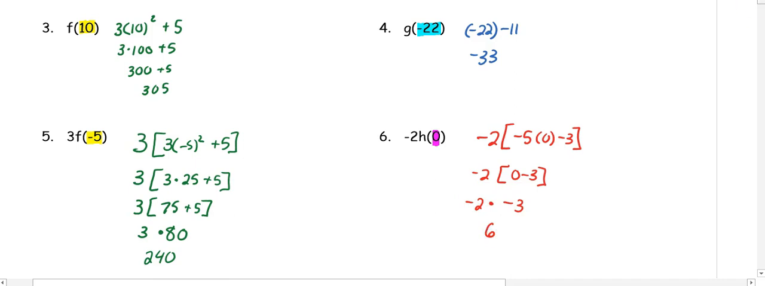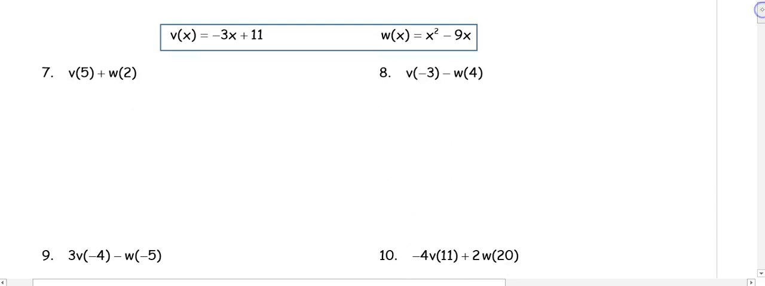Let's look at some more function notation evaluation. Now we have two functions and they have operations with them. So we have v of 5 plus w of 2. We're going to take 5 and substitute for x into the v equation, and take 2 and substitute for x in the w equation. I'm going to rewrite these separately, and I'm going to use brackets so I can group each one together.